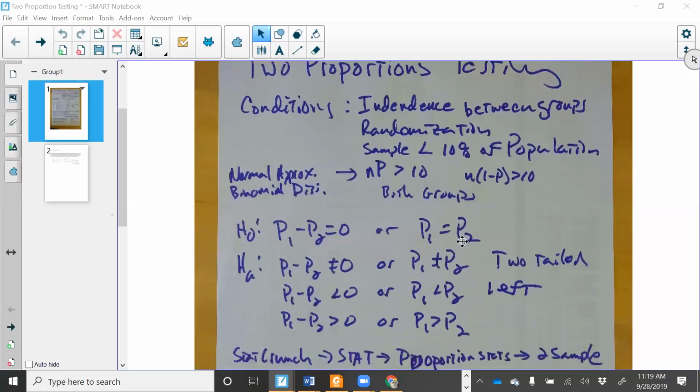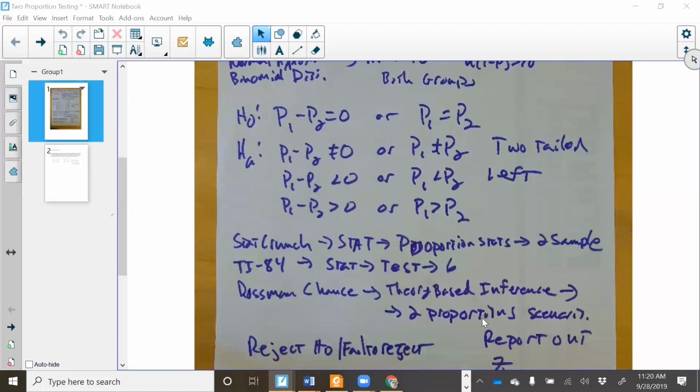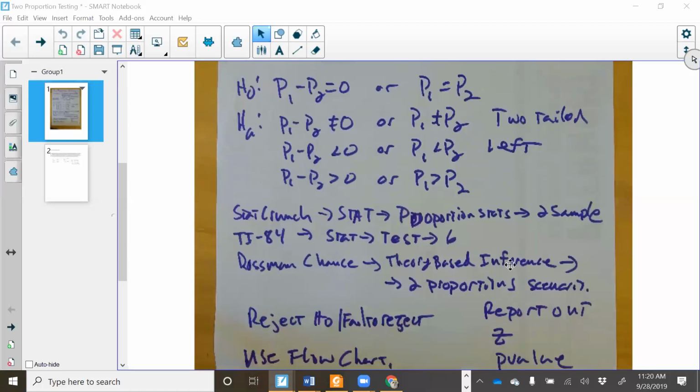And here are our hypothesis tests. You notice this looks the same as for means, except you're dealing with proportions, and I use P to indicate a proportion. You can say either they're equal to 0 or equal to each other, same statement. Then you have the two-tailed test, the left-tailed test, and the right-tailed test. Same deal. We're going to focus on Rossman Chance, the theory-based inference, true proportion scenario.